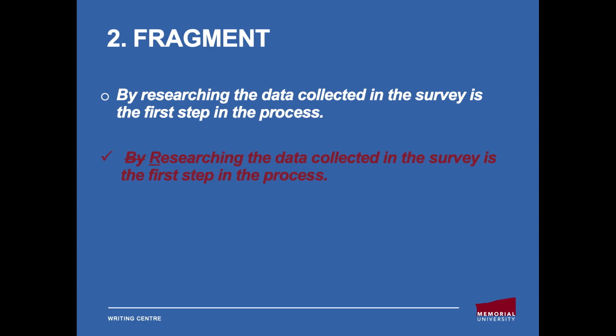In the first example, I can eliminate the word by and put a capital letter for the word researching. Researching the data collected in the survey is the first step in the process. By fixing this particular sentence, I've now created researching the data collected in the survey as functioning as the subject.